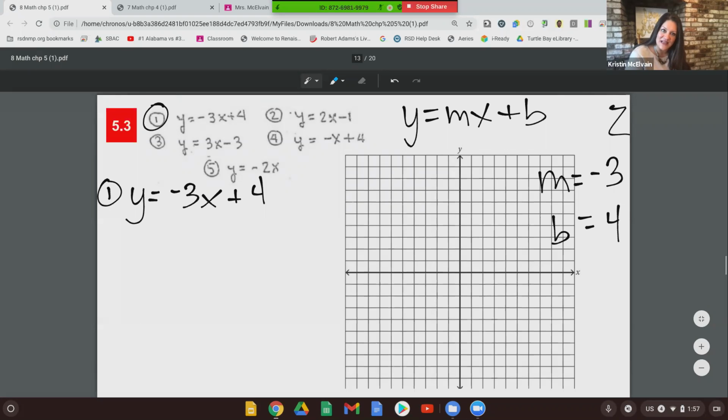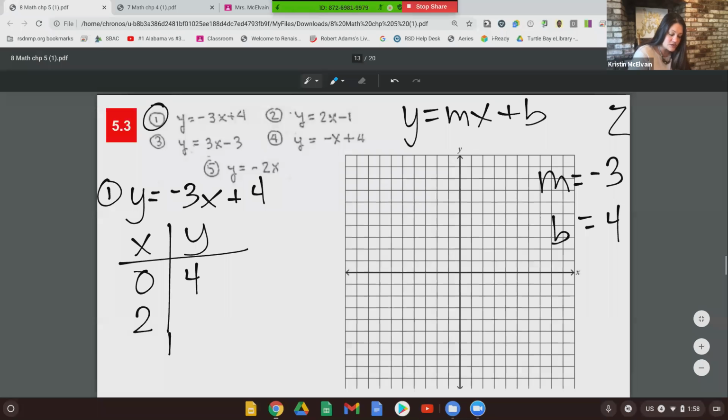So we know that. But in the example, what it does is it shows us to find 2 different points to check. Okay, so you could do that and you can make an XY table. Okay, so you would do like if x were 0, what would y be? Well, we already know because we understand our b. And then you could plug in, I think the example shows 2.